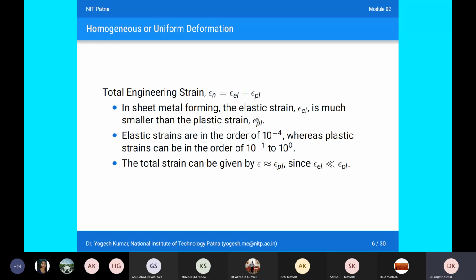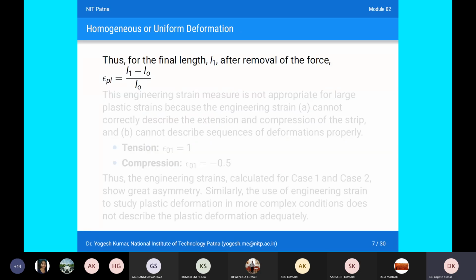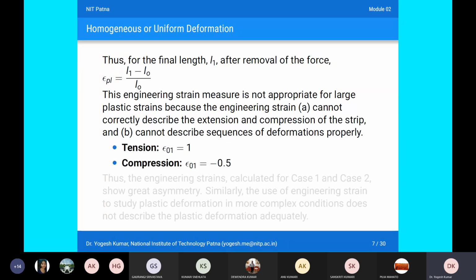And in the metal forming processes, we have come to the conclusion that your plastic strain is nearly equal to your total strain. This is because your elastic strain is very small, much smaller as compared to your plastic strain, especially in the case of metal forming processes. Okay, so this we have discussed.